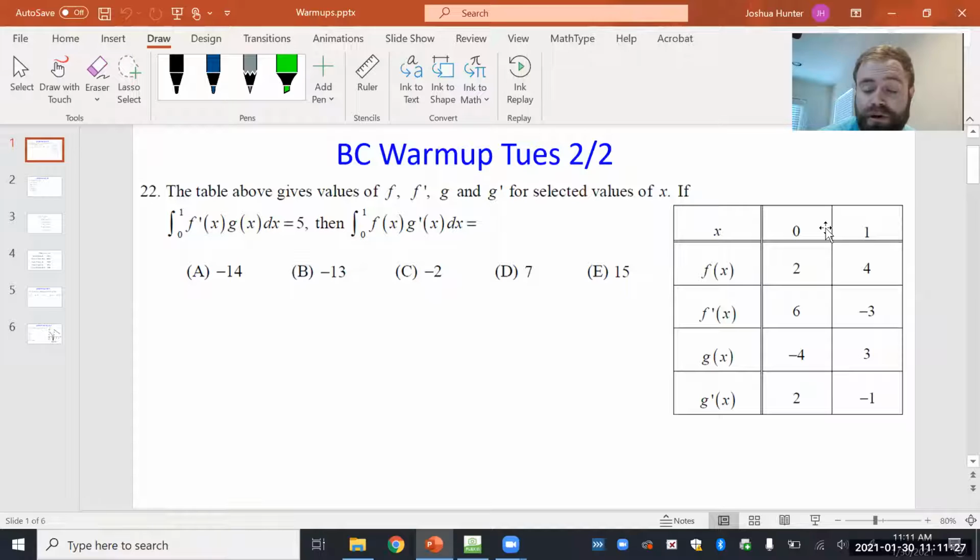We did integration by parts yesterday, and so I have this integration by parts warm-up, and we'll do one more example from the integration by parts notes before we move into partial fractions.